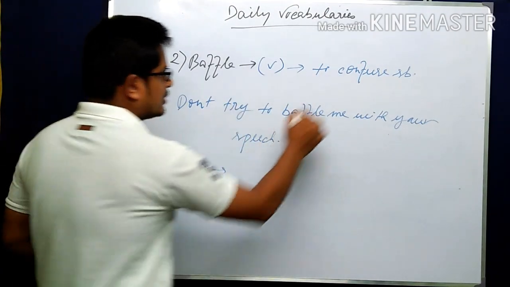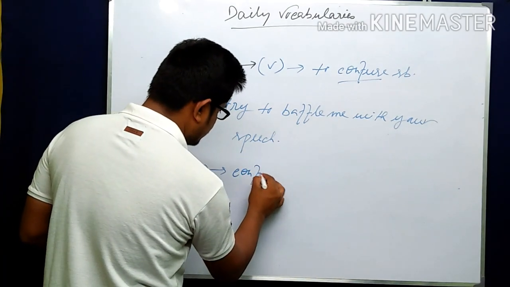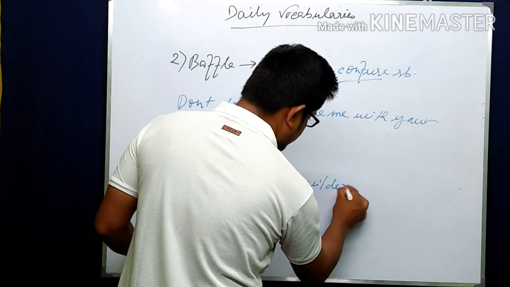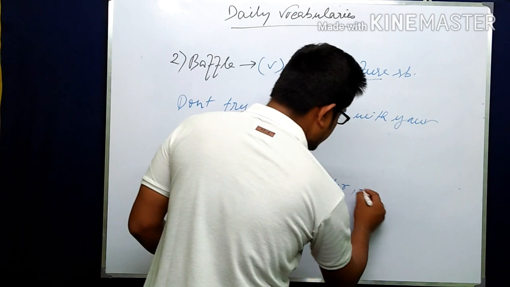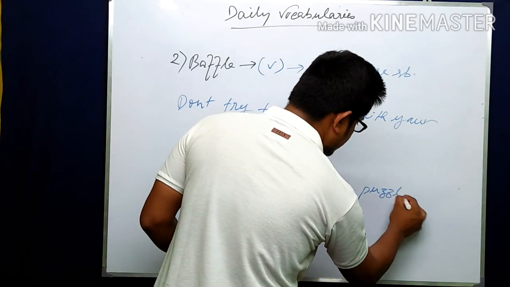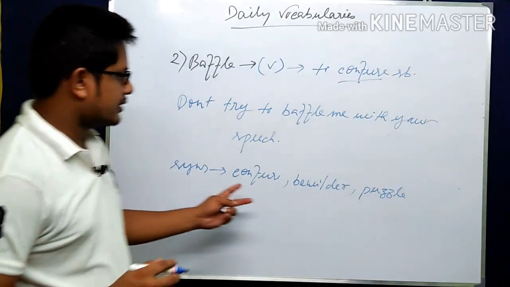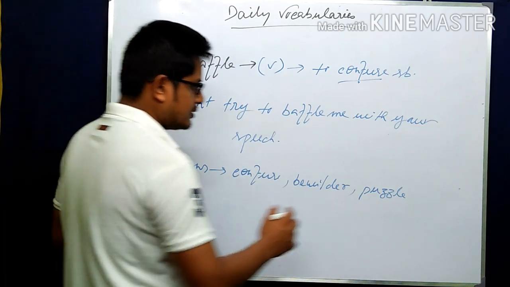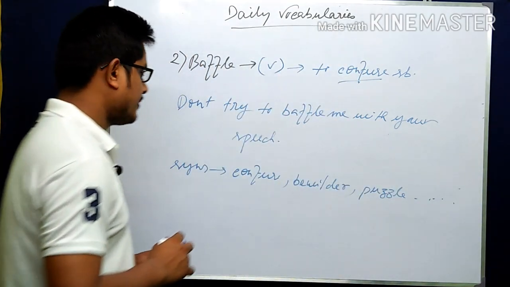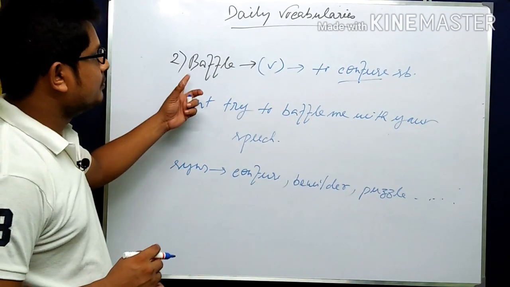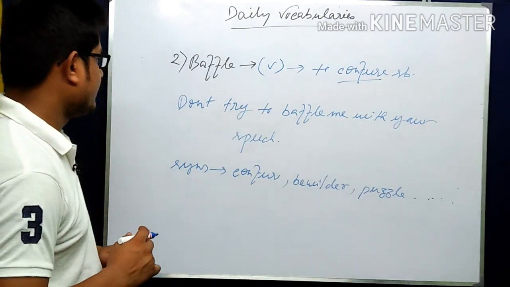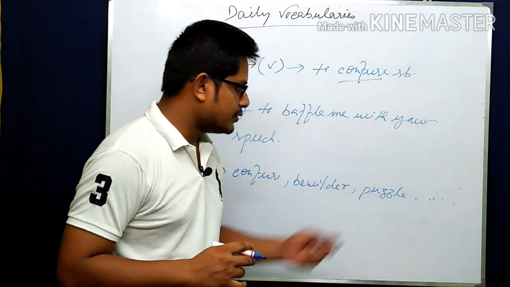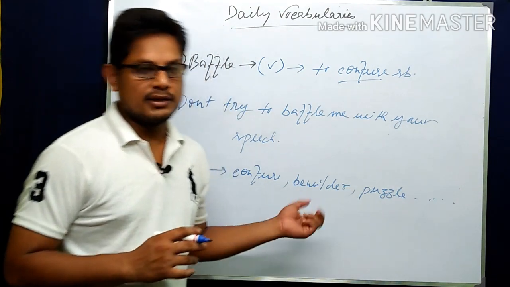Synonyms: you can use this word confuse, you can use bewilder, you can use puzzle, and many other words. Clear? So baffle means, as a verb, to confuse somebody, and you can use it in sentences. And as synonyms, you can use bewilder, puzzle, confuse, and many other words.